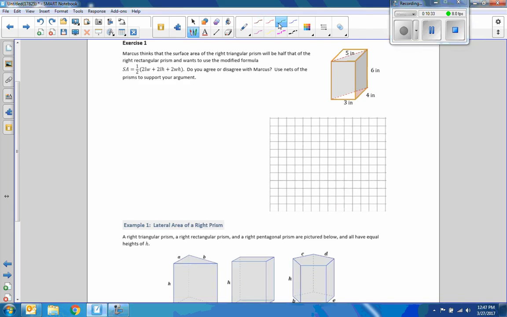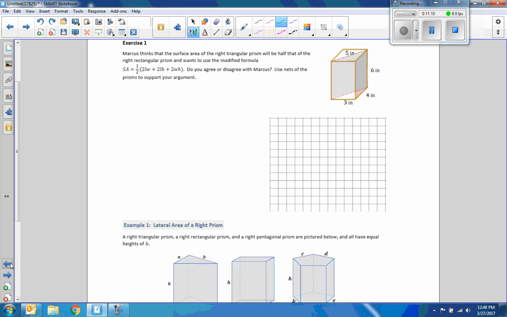Okay, this problem says Marcus thinks that the surface area of the right triangular prism will be half that of the right rectangular prism and wants to use the modified formula. So what they're saying is he's cutting this rectangular prism in half, and he believes that the surface area of the half will equal half of the rectangular prism surface area from 4. So it's 3 by 4 by 6, then they cut it diagonally, and that is length 5.